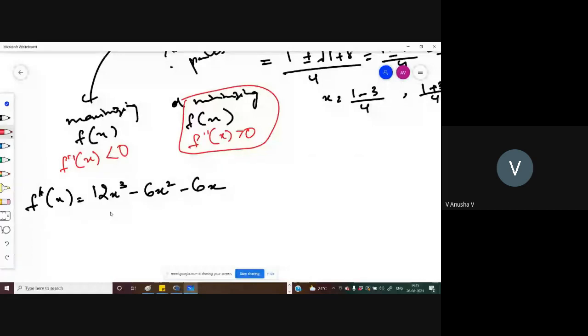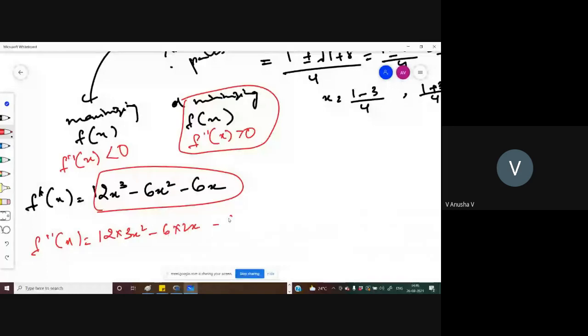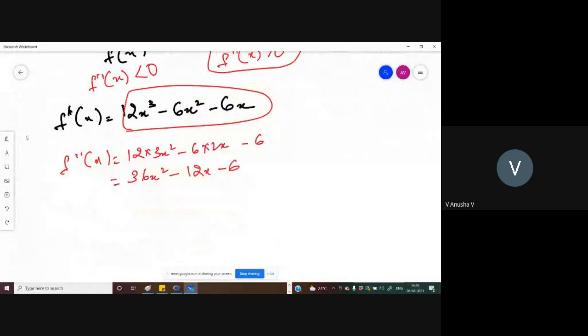So then f double dash of x equals 12 into 3 into x square minus 6 into 2 into x minus 6. Once I calculate, I'll be getting 36x square minus 12x minus 6. Okay, so now, what are the stationary points? Our stationary points are 0, minus 1 by 2, comma 1.